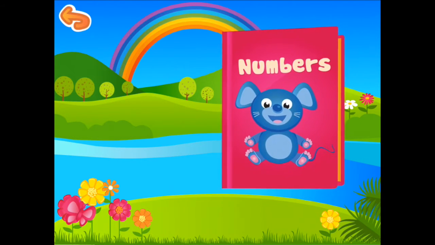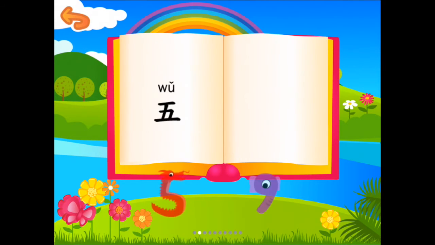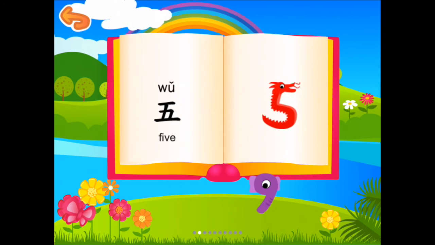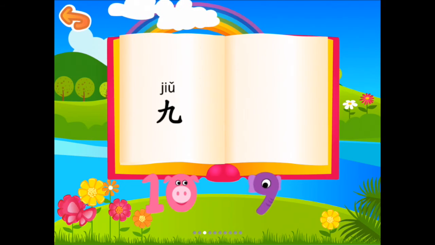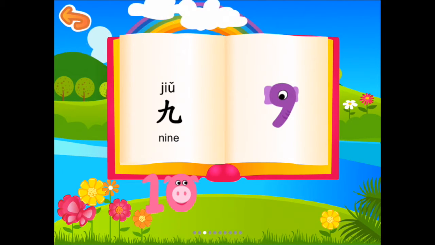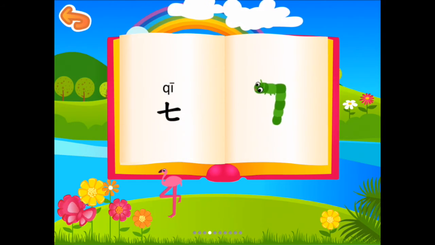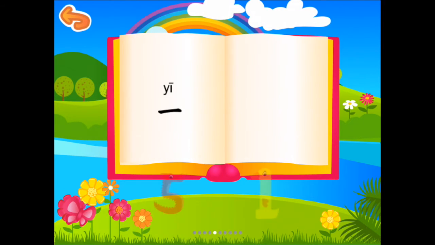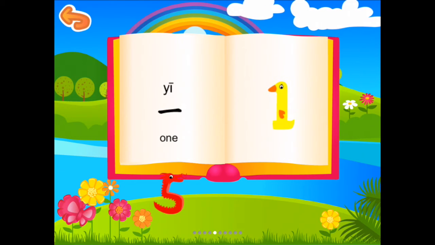Listen to the word in Mandarin and drag the bouncing picture onto the page. 六 Six. 五 Five. 九 Nine. 七 Seven. 一 One.